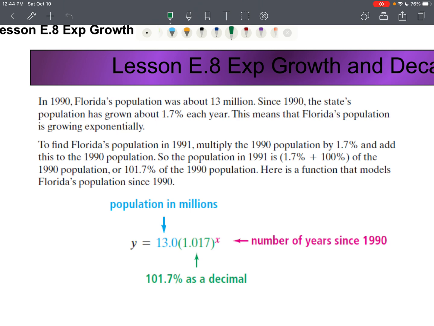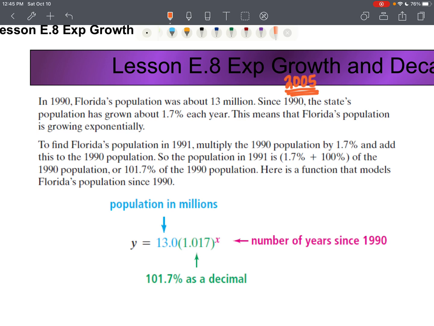In 1990, Florida's population was about 13 million. Since 1990, the state's population has grown about 1.7% each year. This means that Florida's population is growing exponentially. Now, this problem was written in the year 2005. So this exponential growth was evident through the year 2005.